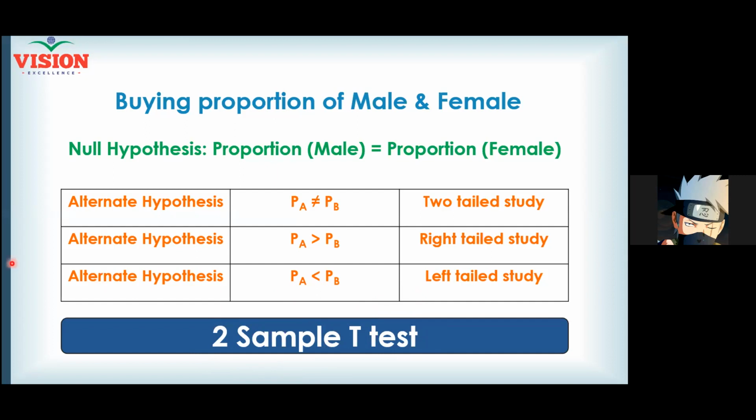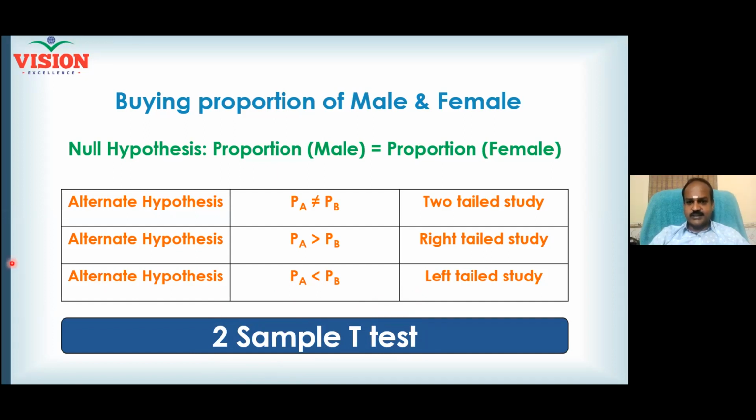I'm not happy with the way all of you are listening to me. You are still cheating yourself. Tell me, what is the statistic you are using here? Are you using average? Are you using proportion? Proportion, we are using proportion. If you use average, then only it can be a two sample t-test. We have used the proportion of male buying and proportion of female buying, so the test should be called a two proportion test.